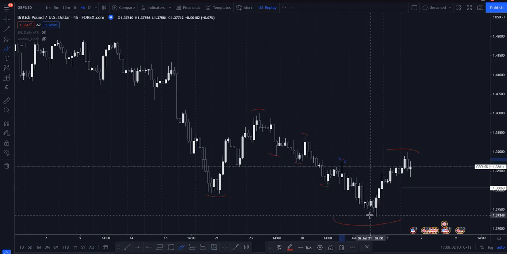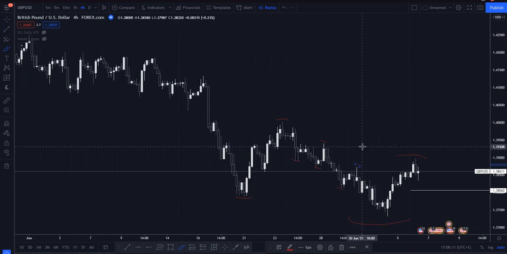And what does the market do after that? So the market comes in and actually closes past this lower high here, which indicates to us that's the first sign that the market's going to reverse.